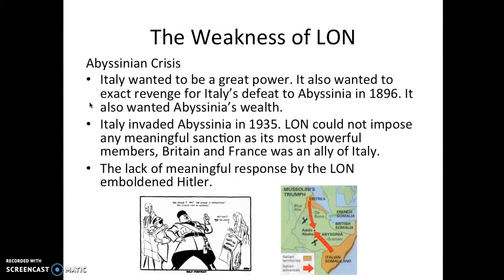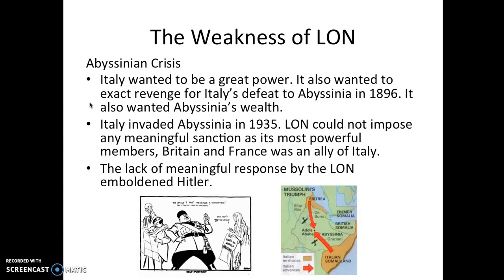Now, the other major crisis that shows the weakness of LN that has consequence on expansionist policy would be the Abyssinian crisis. Italy wants to be a great power. It wants to exact revenge for Italy's defeat in 1896 as well. And of course, Abyssinia has mineral wealth and Italy wants Abyssinia's wealth.